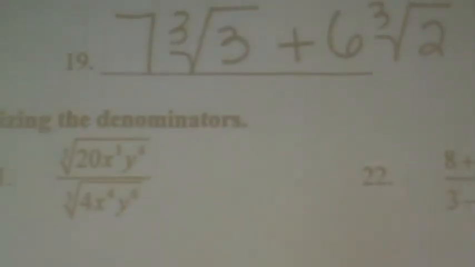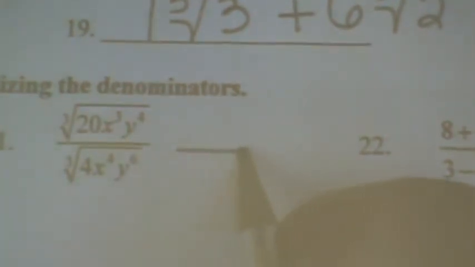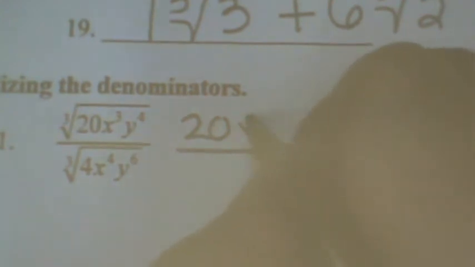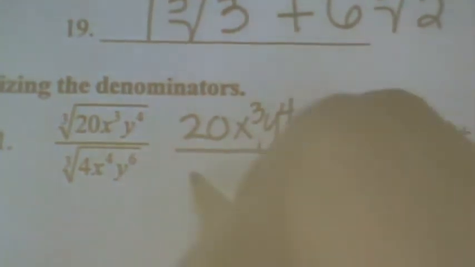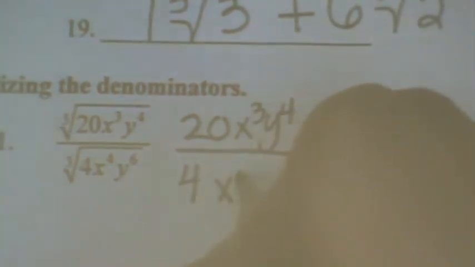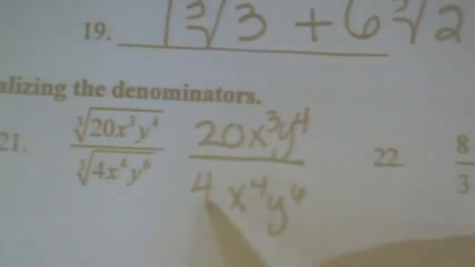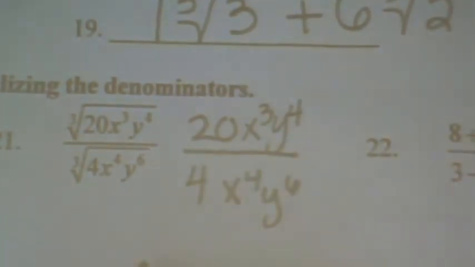21, same thing, same concept. We have a cube root, so think of this fraction as 20 x cubed y to the 4th over 4x to the 4th y to the 6th. 4 goes into 20 5 times. And we've got 1 x on the bottom and 2 y's on the bottom. So now we're looking for cube root.